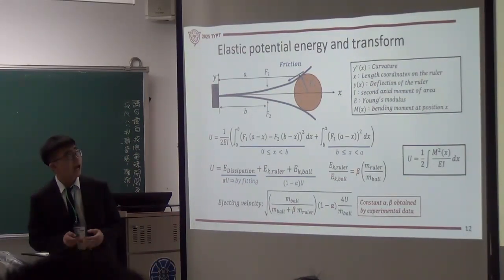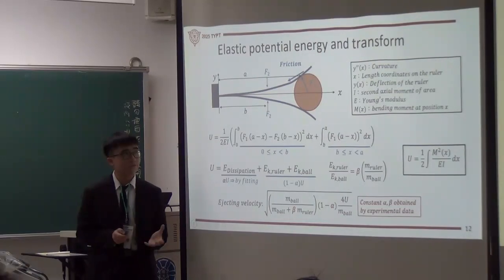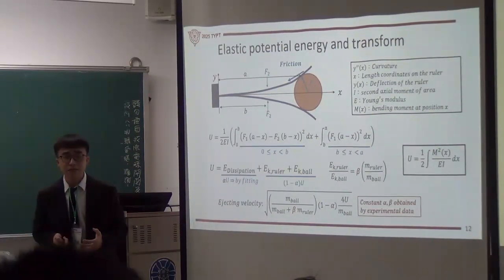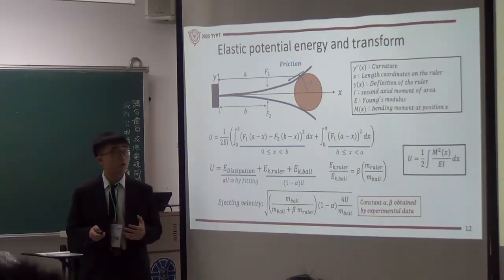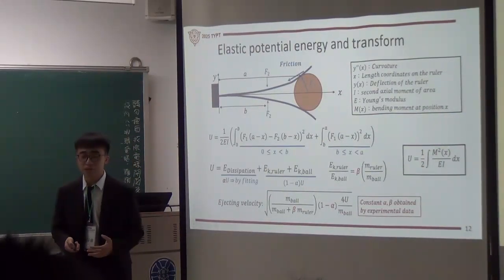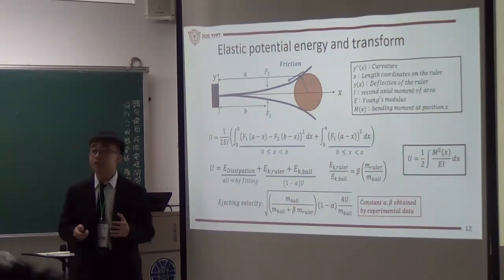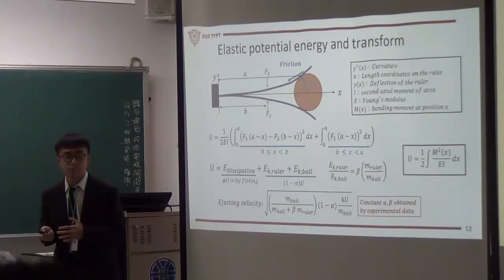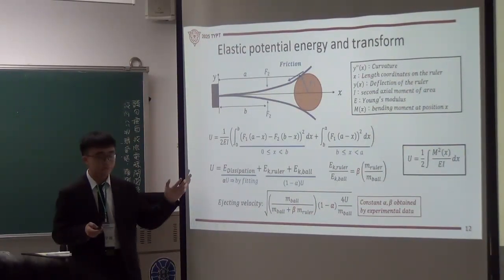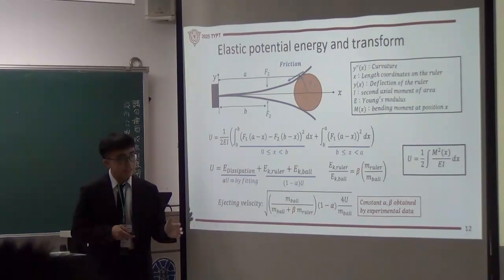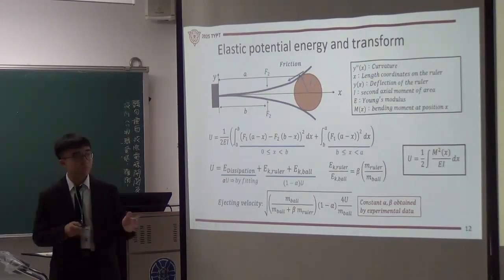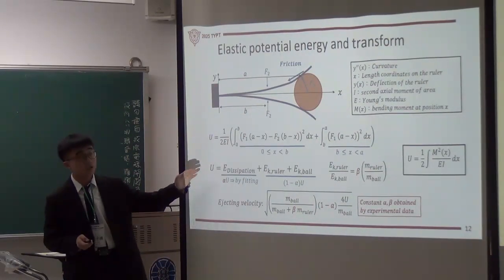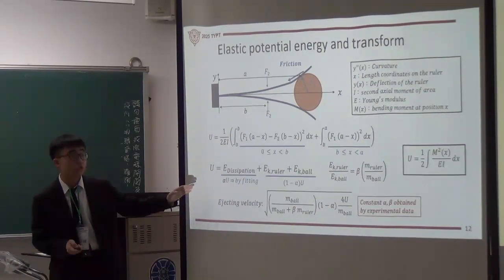Now, let's talk about how elastic potential energy works and transforms in the system. By the formula we derived previously, after integration, we can get the formula of the potential energy. This equation describes how the elastic potential energy is stored during the deformation process. The overall energy transform process will look like this. The kinetic energy of the rulers and the balls, plus the dissipation energy, will equal the deformation potential energy of the rulers.